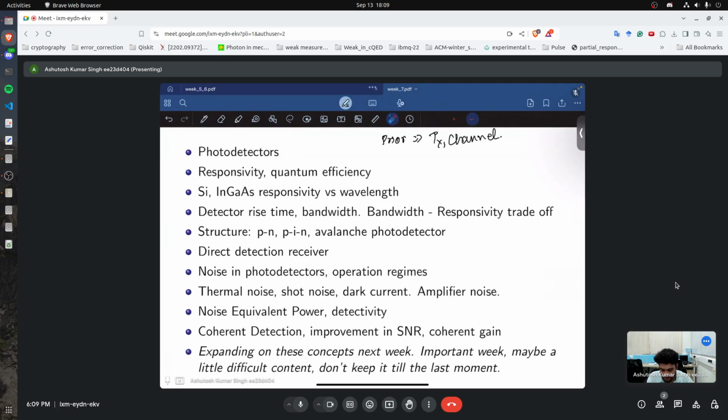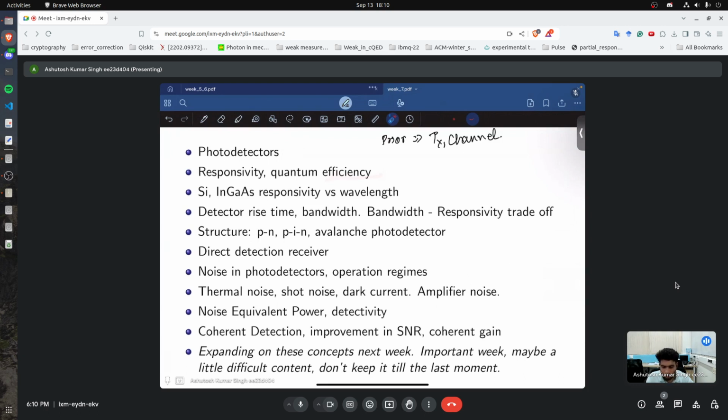In photodiodes, we studied the responsivity and the quantum efficiency. Responsivity was the amount of current that is generated when a certain amount of power is incident on the photodiode. Quantum efficiency, on the other hand, gives us an effective efficiency count, because not all the light that falls on the photodiode generates an electron-hole pair.